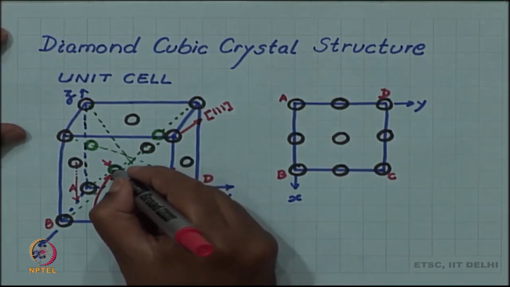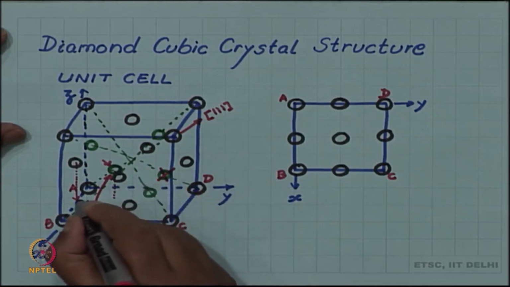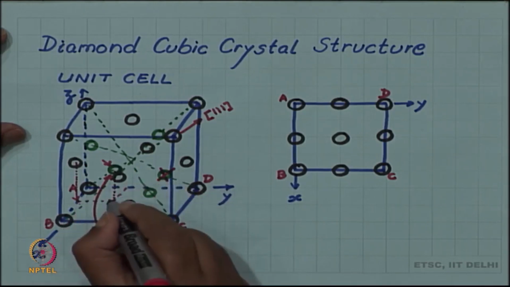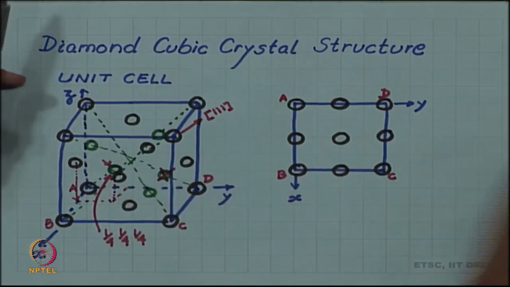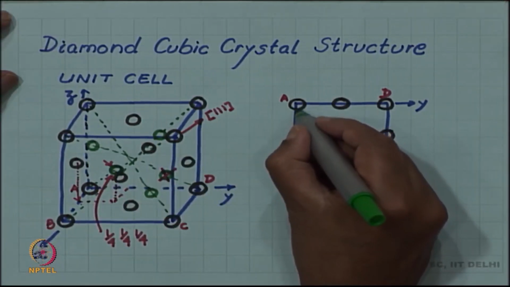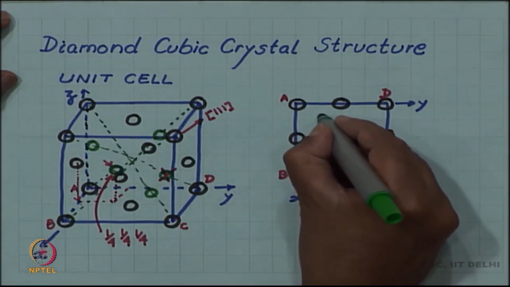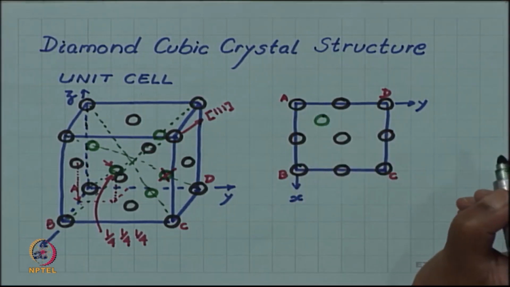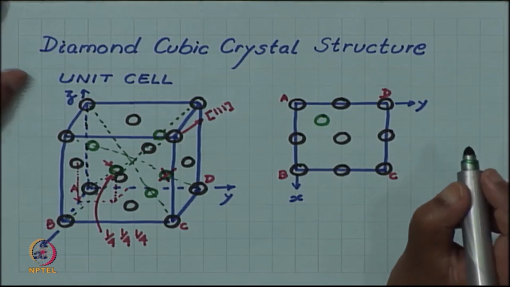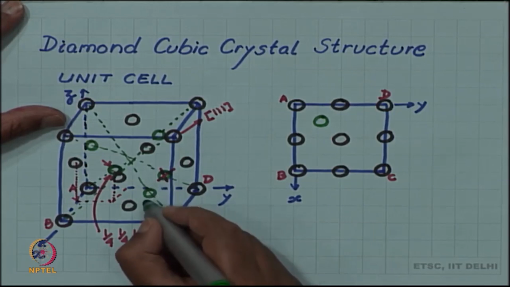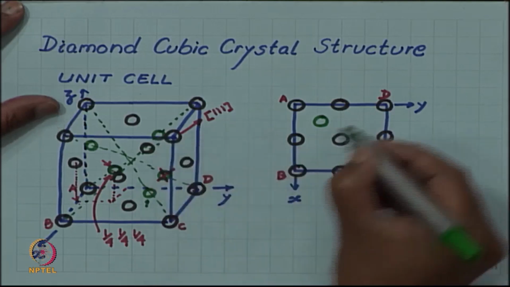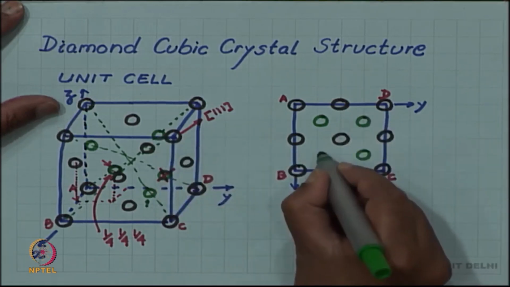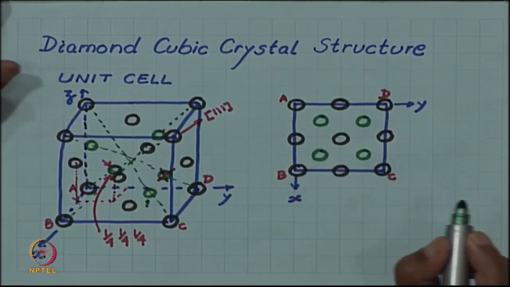So, when I project this, it will show 1/4 along x and 1/4 along y, and the z component of course will not be seen in the projection. So, if I now project this particular green atom on the body diagonal, I will get it at 1/4, 1/4 here. Similarly, if I project this one, this particular one will come here, the third one will go there and the fourth one will go there.